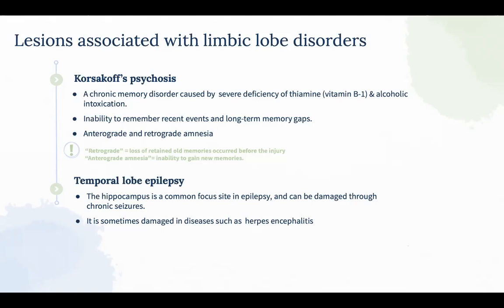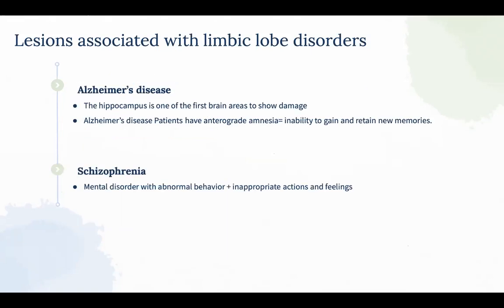Temporal lobe epilepsy إيش الستركتور اللي قلنا موجودة في الtemporal lobe؟ الهيبوكامبس. It's a common focus site in epilepsy. مع كثرة السيجز ممكن يحصل لها damage. Also, it can be damaged in diseases such as herpes encephalitis. And Alzheimer's disease، أول الأماكن في البرين اللي shows damage في Alzheimer's disease is the hippocampus. And these patients will have anterograde amnesia. إيش يعني anterograde? They cannot gain and retain new memories. Lastly, we have schizophrenia. It's a mental disorder with abnormal behavior and inappropriate actions and feelings. I think you have psychiatry lectures راح تعلمون أكثر عنه.